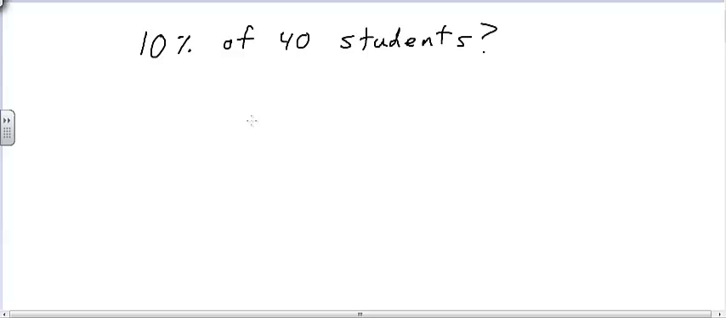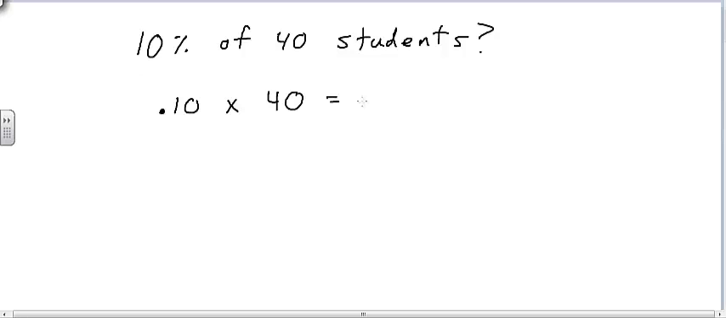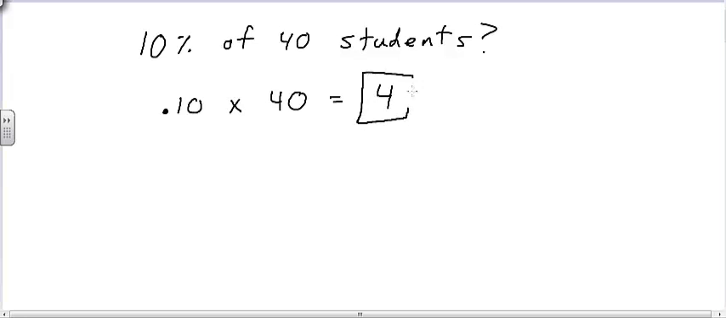Since we're looking at 10% of students failing, I change 10% into a decimal, 0.1 or 0.10. Of is translated as multiplication. 40 is 40. When I multiply 0.10 times 40, I'll end up with 4. So in this case, 4 students failed the test.